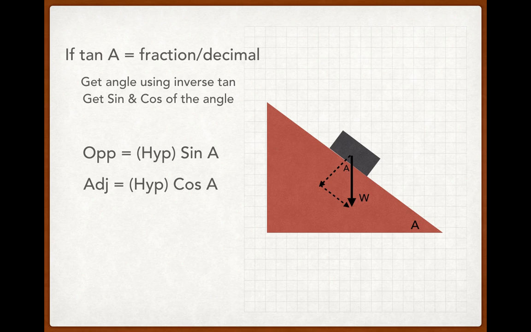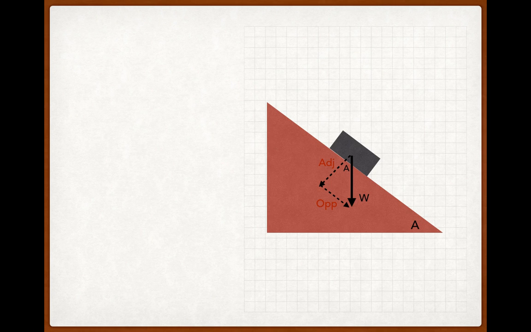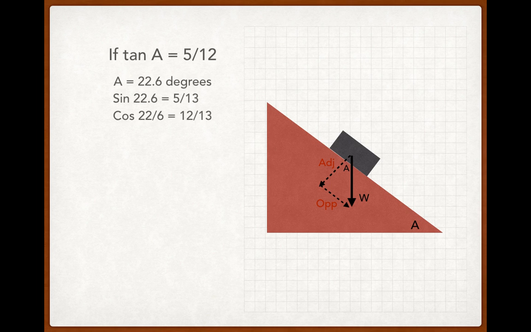Now, let me give you one example. So I've got my opposite and adjacent identified in my vector diagram. Tan A is 5 over 12. That means that I need to get the inverse tan of 5/12. So A equals the inverse tan of 5/12. That gives me 22.6 degrees. My next step is to get the sine of 22.6 degrees. I've written that in fraction form, you'll get it in decimals, and get the cos of 22.6 degrees. There's a misprint there. That'll give you a fraction of 12 over 13.